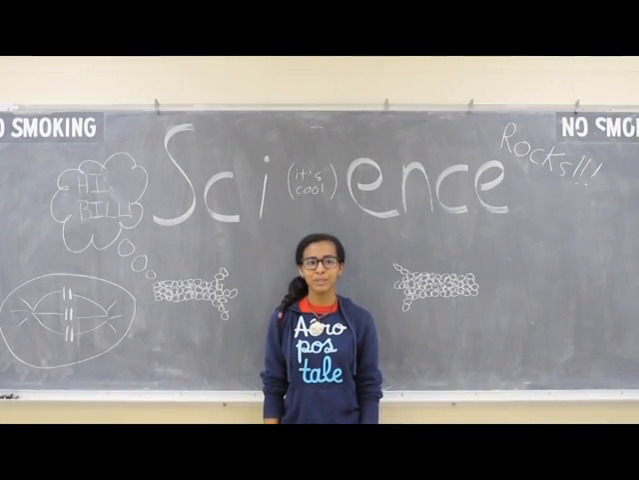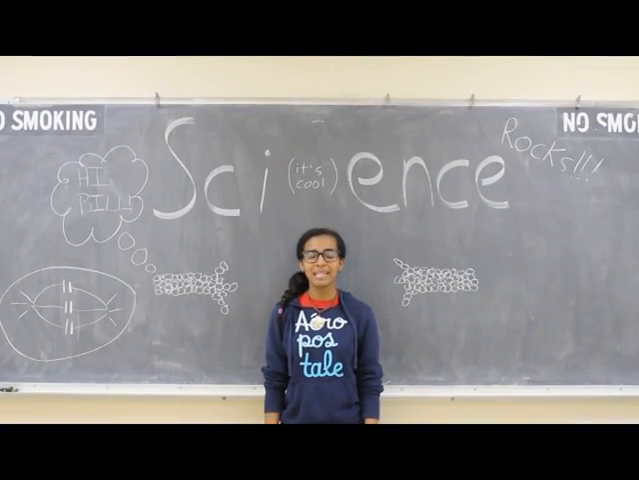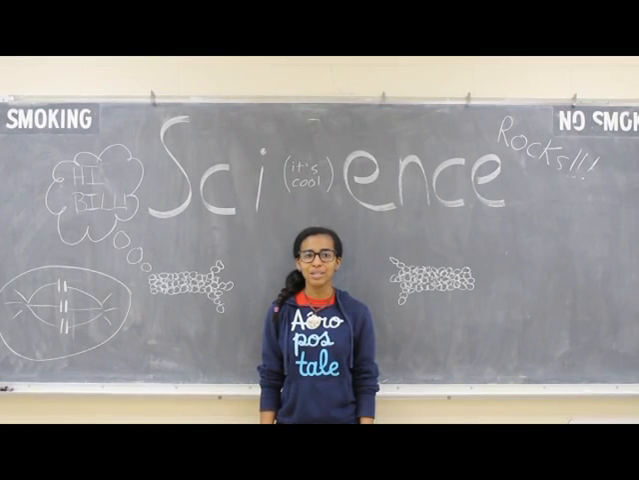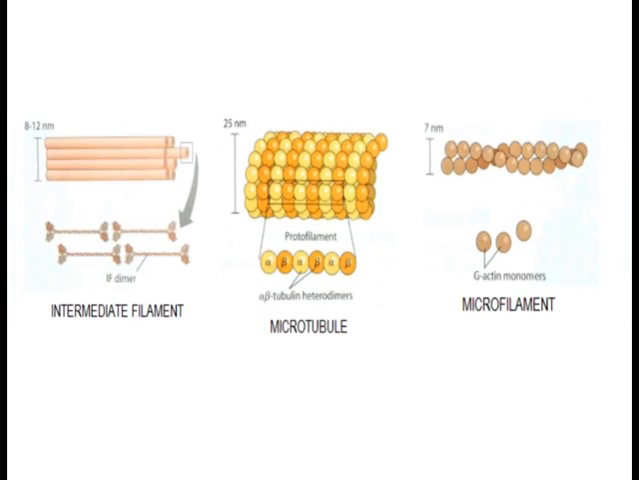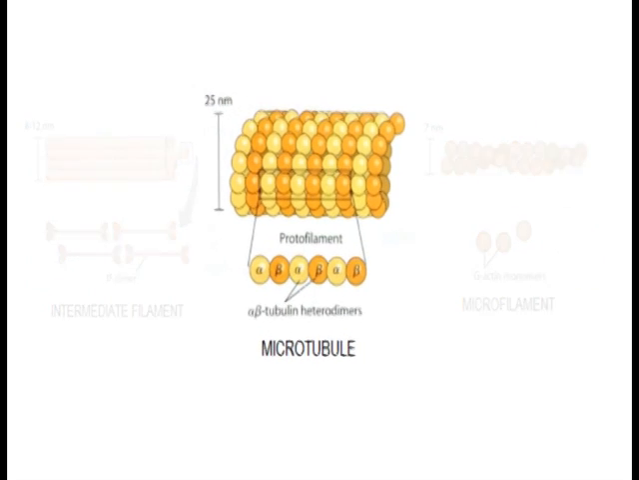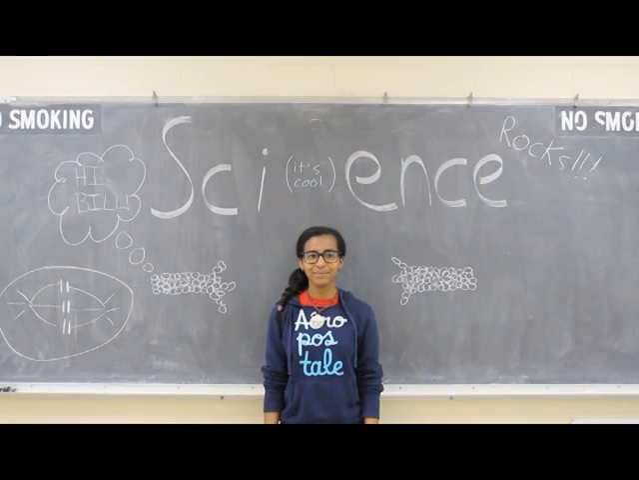With the help of the microtubules, the cytoskeleton is able to maintain cell shape, as well as the organization of organelles within the cytosol. The cytoskeleton is made up of three different types of filaments. Of these three, microtubules are the largest component.